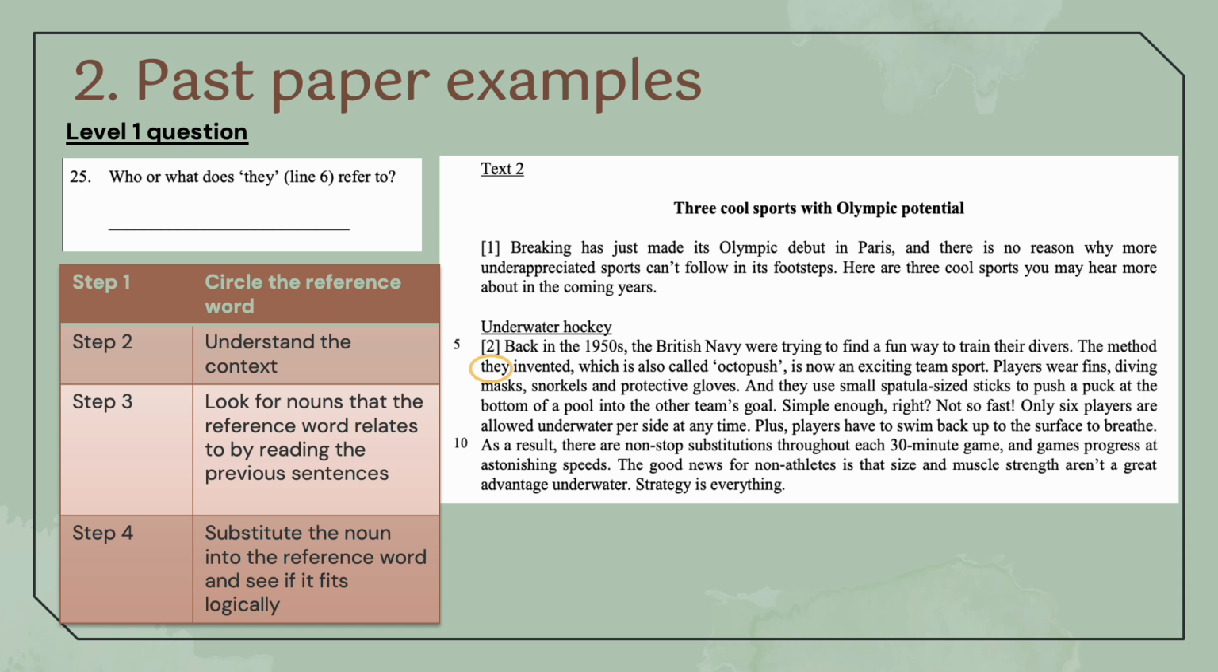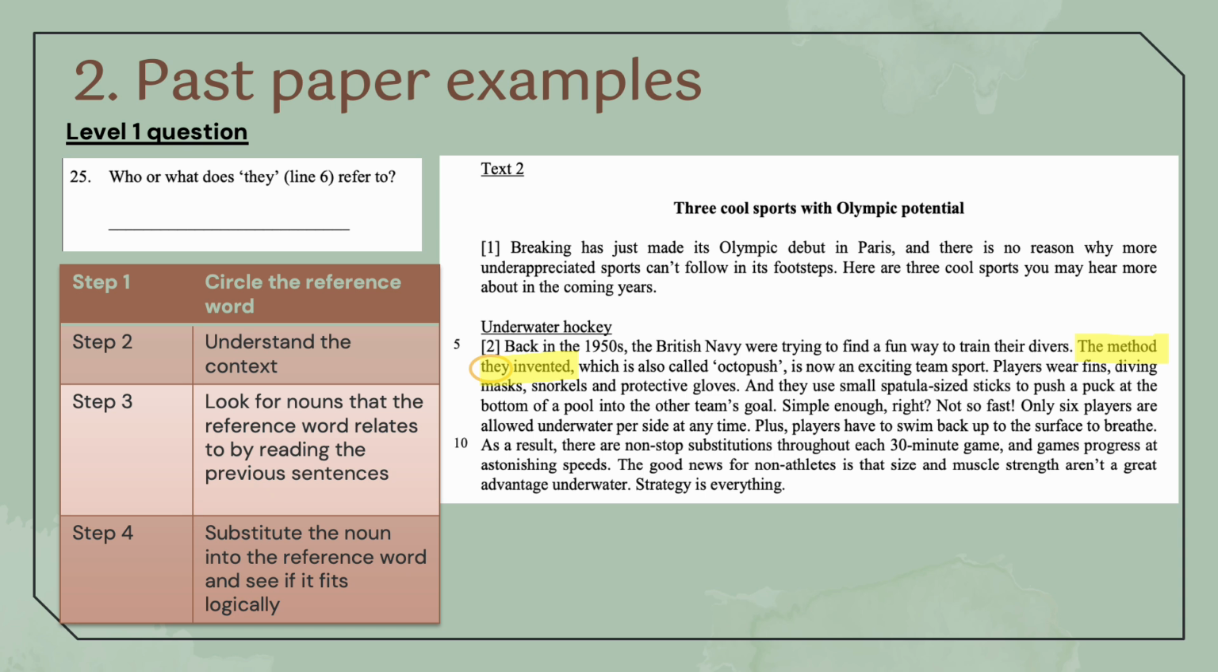So, by following step number 1 and step number 2, we circle the word they in line 6 first, and after that we read the sentence containing the word they. Following these rules, we can obviously see that they refer to a group of people who invented the method.